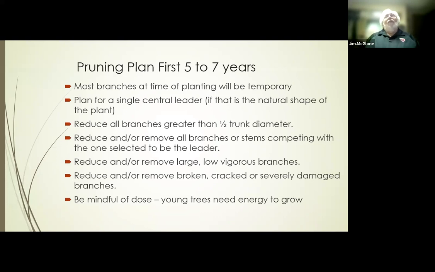So in the first 5 to 7 years, most of the branches at the time of planting are temporary, and most of the branches that it's going to start developing in those first 5 to 7 years may be temporary. You want to plan for that for a single central leader, if that's the natural shape of the plant. All of those branches that are greater than 1/2 the trunk diameter, you want to do reductions on. That's going to slow them down so that in the future you can remove them when the aspect ratio is below 1/3.